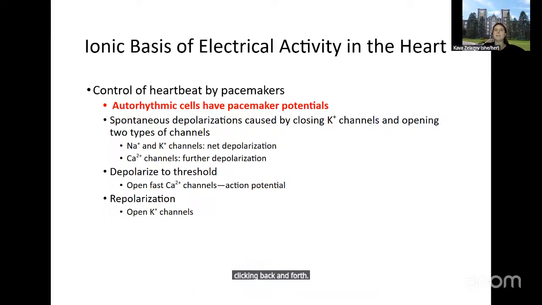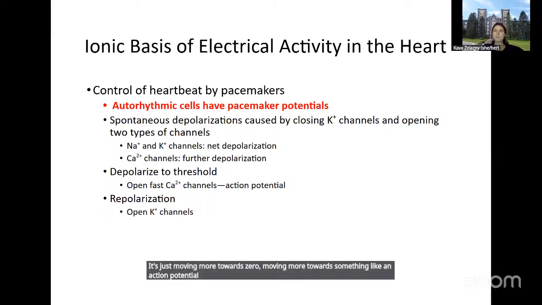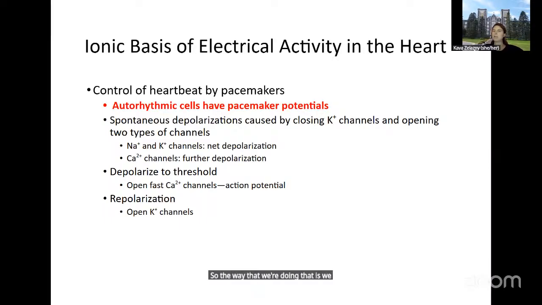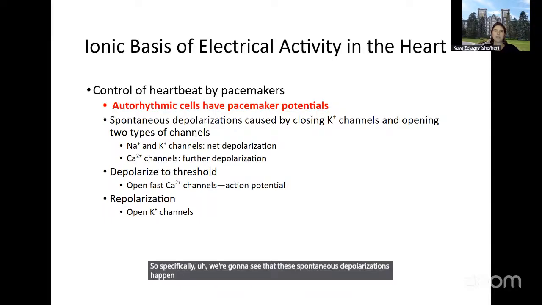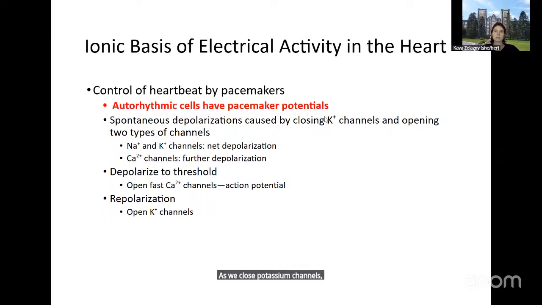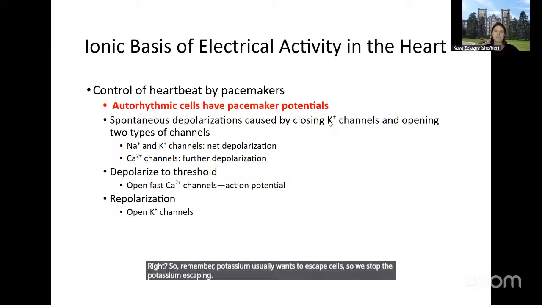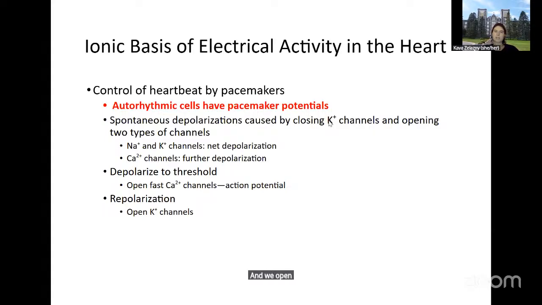Okay. So like with neurons, changes to membrane potential, which is what a depolarization is, right? So a depolarization is just moving more towards zero, moving more towards something like an action potential. So the way that we're doing that is we're opening and closing ion channels. So specifically, we're going to see that these spontaneous depolarizations happen as we close potassium channels, right? So remember, potassium usually wants to escape cells. So we stop the potassium escaping and we open two other types of channels.